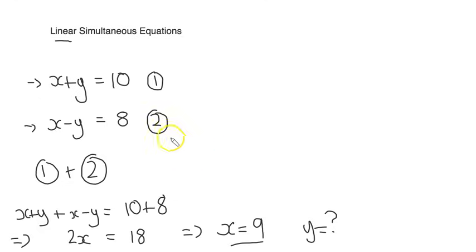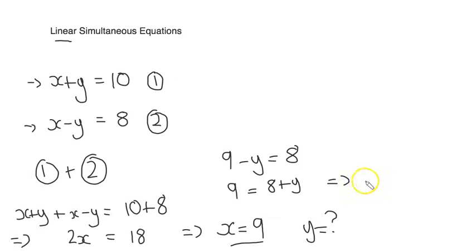So let's maybe sub it into equation 2. So when we do that, x is 9 now, so we're going to get 9 minus y is 8. If we add the y to the other side, that will give us 9 is equal to 8 plus y. And then when we take the 8 away from both sides, we're going to get y is equal to 1.